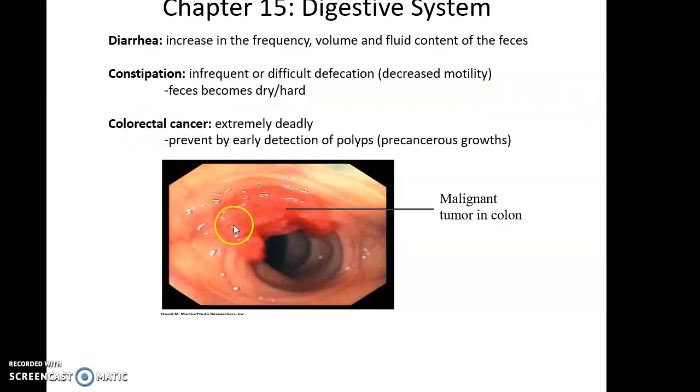And then colorectal cancer. Here's a malignant tumor in the colon. Colorectal cancer can be extremely deadly, which is why when you get to a certain age, you will get regular colonoscopies to try to detect polyps, which are precancerous growths, and to get rid of those polyps.